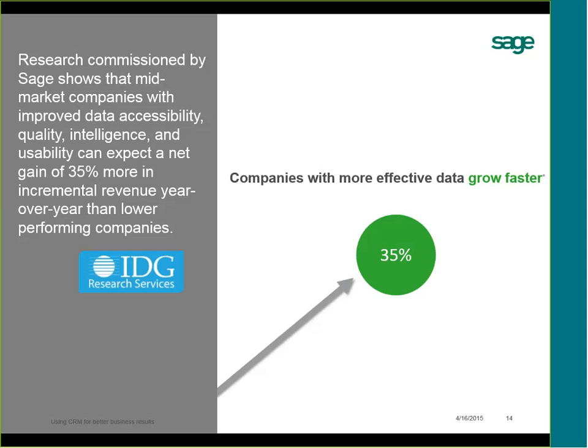So another research: companies with more effective data grow faster. So this is another question for yourself. Is the data that I currently have within my spreadsheets, Outlook, whatever it is, effective? By moving that information to a CRM, you can start fresh. You can take that data, you can clean it up, and you can put the clean data within your new CRM tool, and you guys can grow as an organization. So 35% of companies are growing more effectively with effective data.